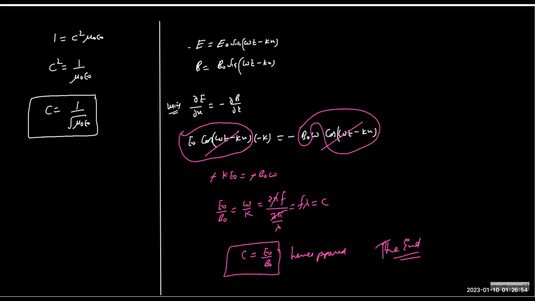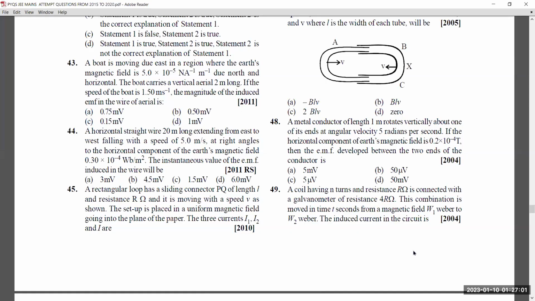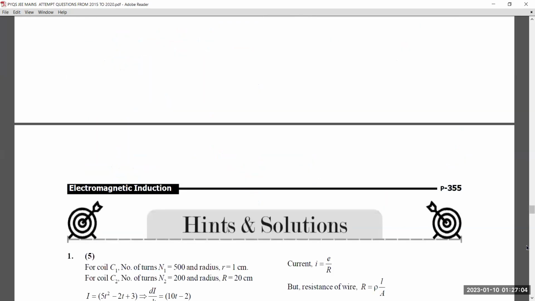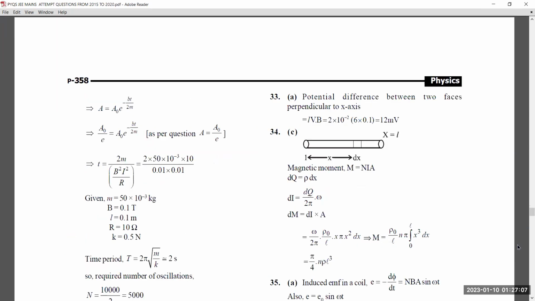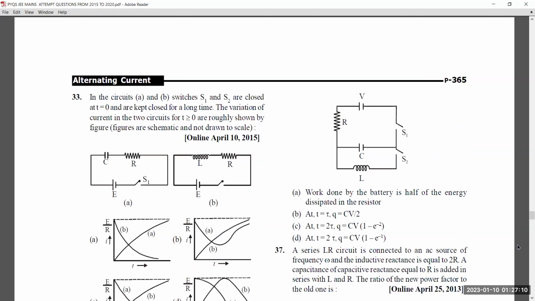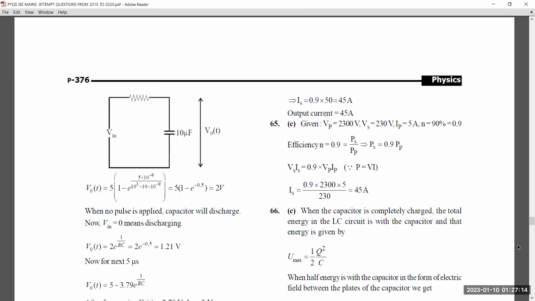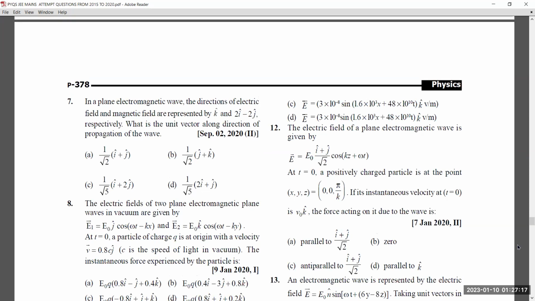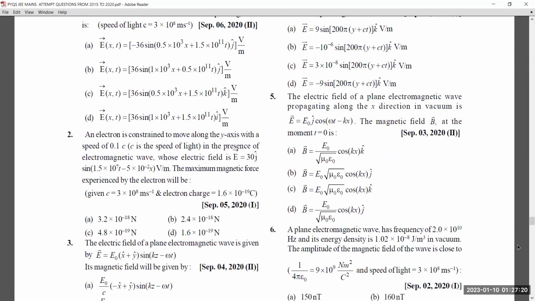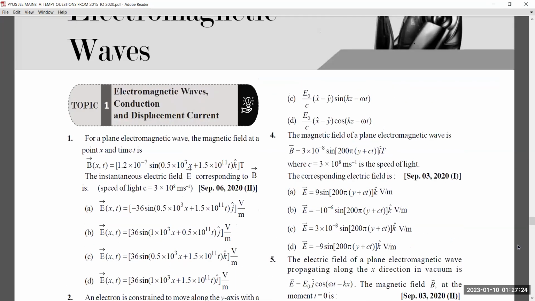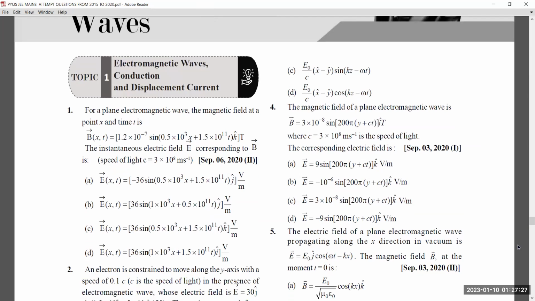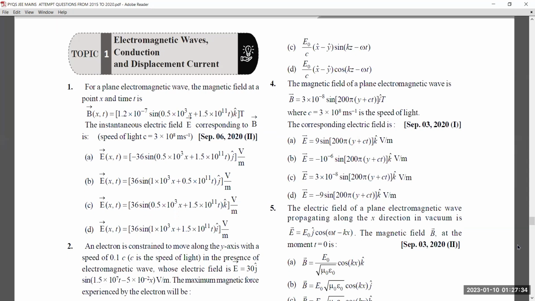So this chapter will come after here. I think now should come EMW. Yes, I think this is the chapter. The topic is electromagnetic waves, conduction and displacement current. You can tell me the answer directly. One more thing is left, but that's okay. We'll do this. The first question, can you answer this?